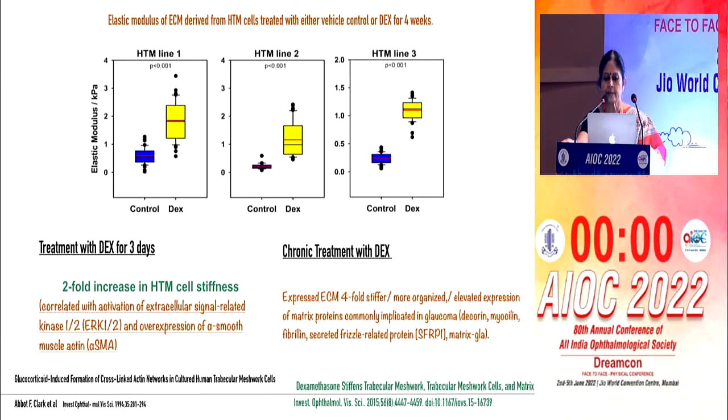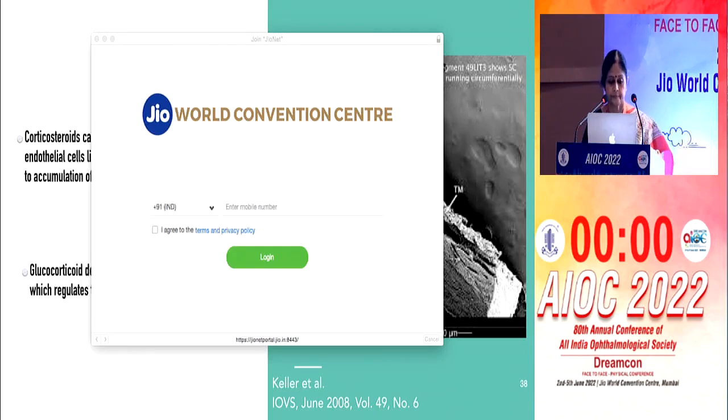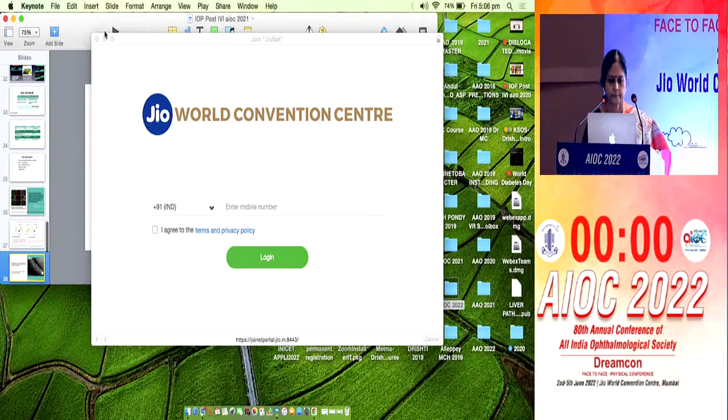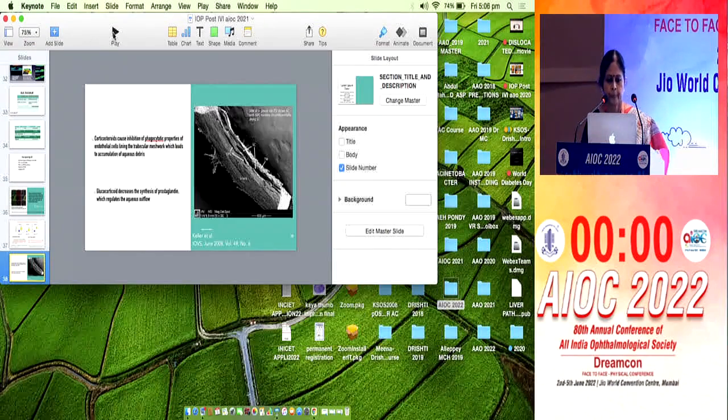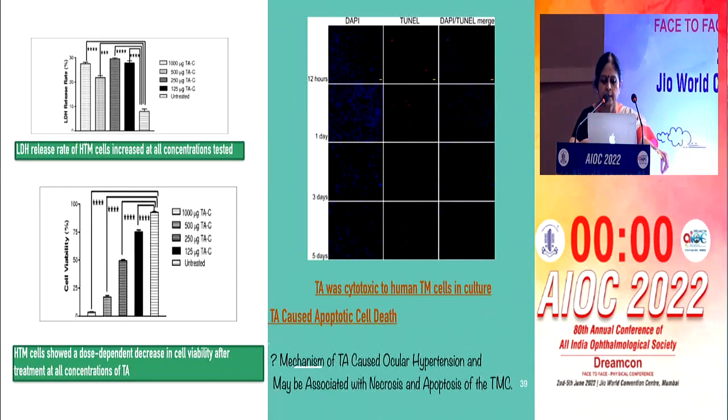In addition to that, the injection of steroids can cause stiffness, both of the trabecular meshwork cells as well as the trabecular meshwork, reducing the facility of aqueous outflow. There is inhibition of phagocytic properties of the endothelial cells, so your trabecular meshwork gets clogged up with debris, and also decrease in the synthesis of prostaglandins, which is necessary for aqueous outflow from the trabecular space.